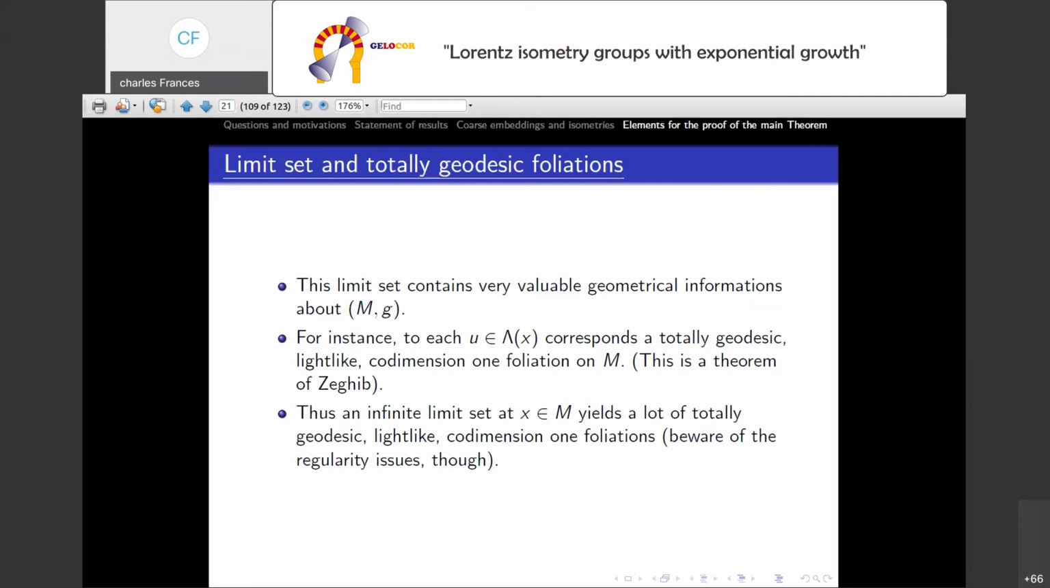There is still the problem of the regularity of those foliations. Those foliations are only transversally Lipschitz, which is a limitation to get directly geometric consequences of the existence of such a lot of foliations.